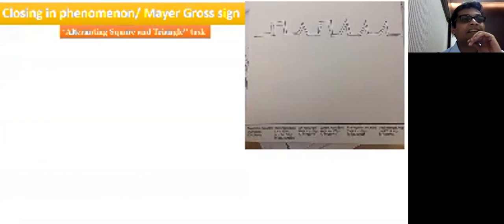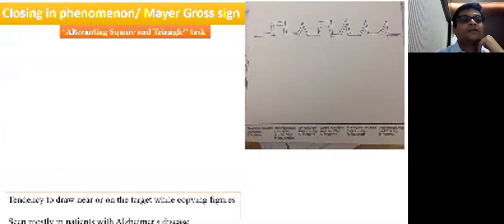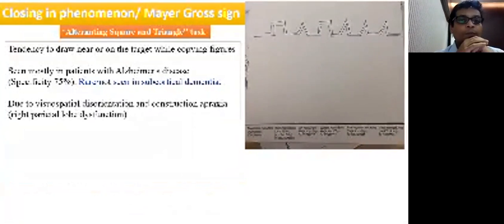If you give a full empty page to the patient and request them to copy alternately a square and a triangle, just see how they draw the alternate square and triangle. If they draw near to the sample copy, then it is called closing-in phenomenon or Mayer-Gross sign. This Mayer-Gross sign is seen in many patients of Alzheimer's dementia. It is rare or not seen in vascular dementia. It is due to a combination of visuospatial disorientation as well as constructional apraxia, mainly because of right parietal lobe dysfunction.